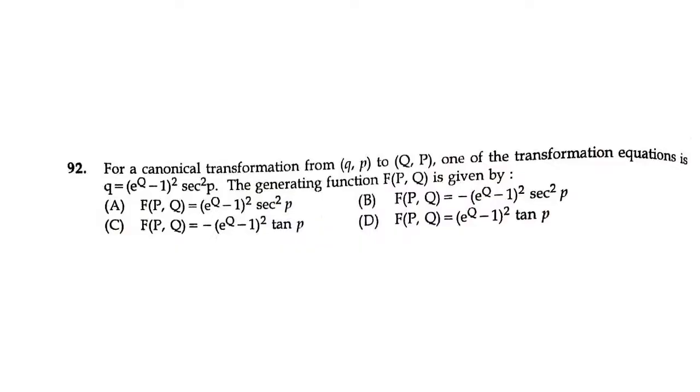So from the above discussion, we got the answer that capital F equals minus (e^q minus 1) whole squared times tan small p. This is the generating function that generates the transformation from the old coordinates to the new coordinates.